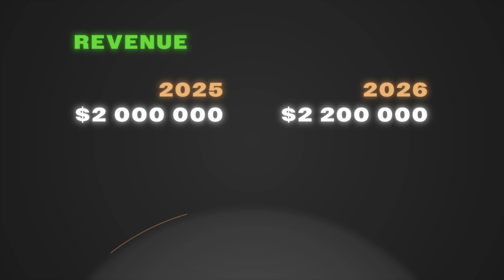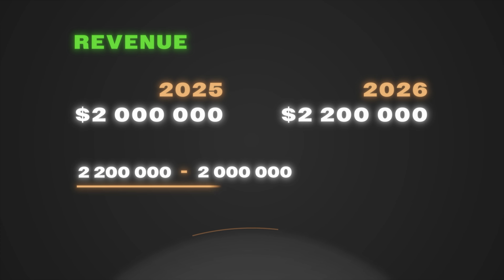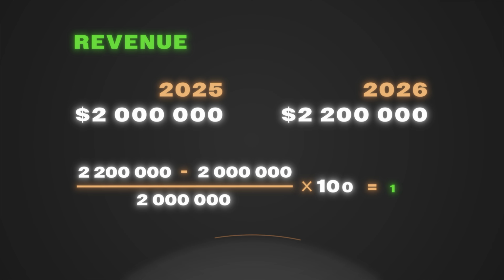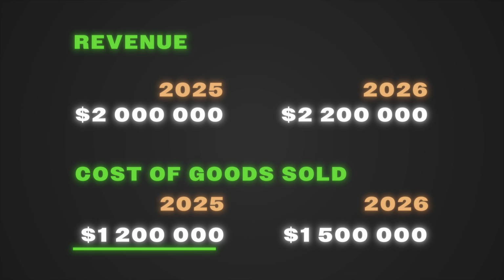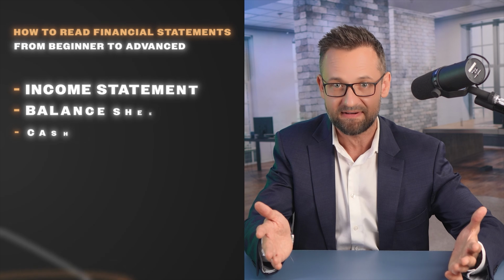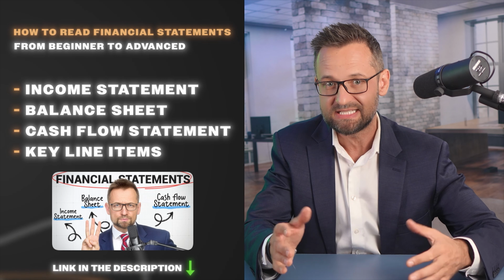So let's look at Joe's numbers. His revenue went from $2 million to $2.2 million. That's a 10% increase. It's $2.2 million minus $2 million divided by $2 million times 100. That looks like good news, right? But his cost of goods sold also rose from $1.2 million to $1.5 million. That's a 25% increase. By the way, if you're not sure what cost of goods sold is, I recommend watching part 1 of this video, where I explain the 3 financial statements and key line items in detail.